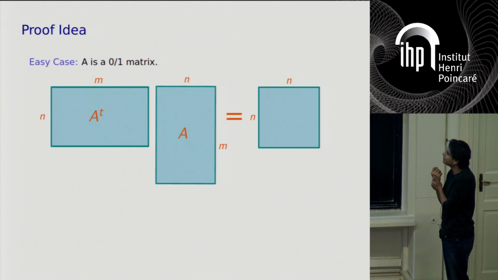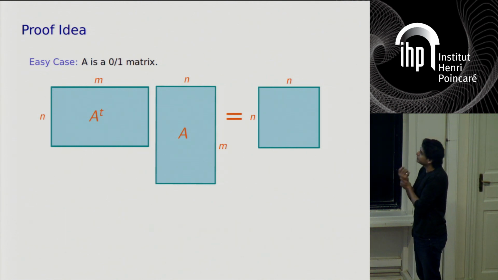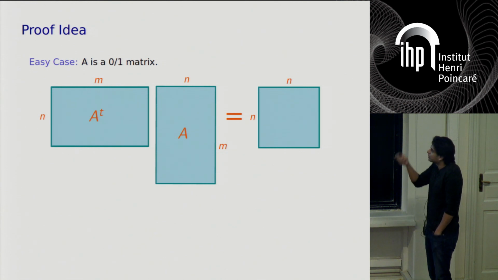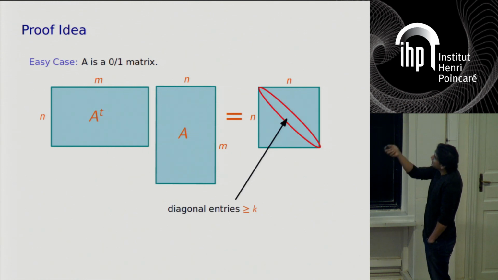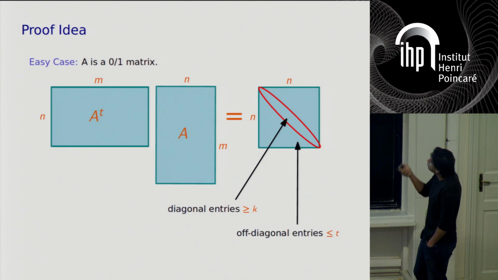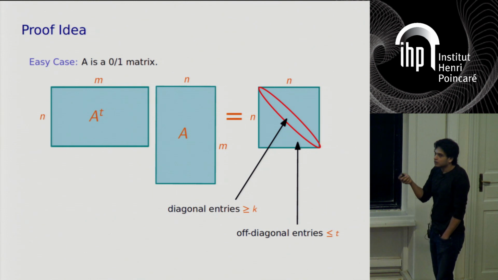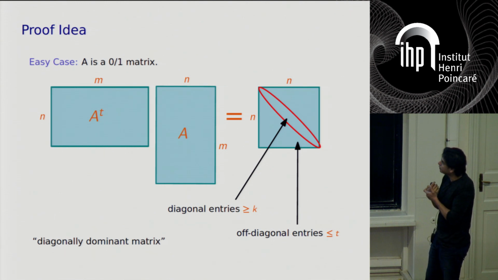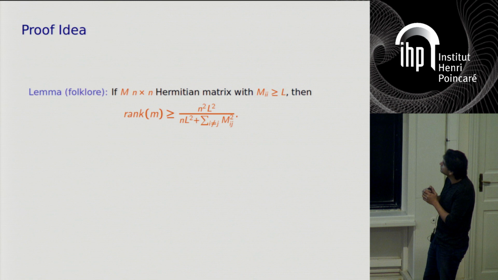I'll talk about the proof idea here. Here's an easy case, when A is a 0, 1 matrix, for example. I look at A transpose times A, which gives an n times n matrix. What do I know about this matrix? Because every column has at least k non-zeros, the diagonal entries are at least k, and the off-diagonal entries are at most t. These are called diagonally dominant matrices, and it's fairly well known how to bound the rank of such matrices. Here's a lemma that does that.